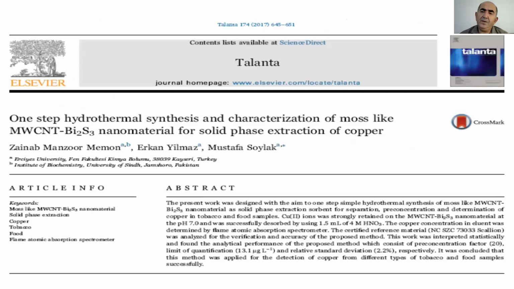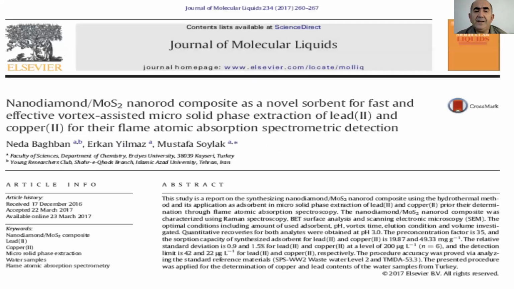Another new material, which again is obtained by hydrothermal synthesis, is multi-walled carbon nanotubes and bismuth sulfide nanomaterials for the solid phase extraction of copper. As pointed out in the other slides, we did all characterization steps for these materials. After characterization, we used it for the solid phase extraction of copper ions. Another example is nanodiamond plus molybdenum sulfide nanowire composites for the solid phase extraction of lead ions.